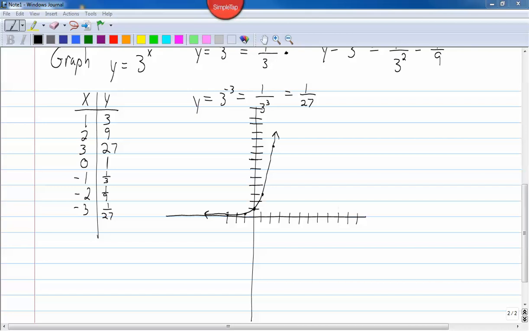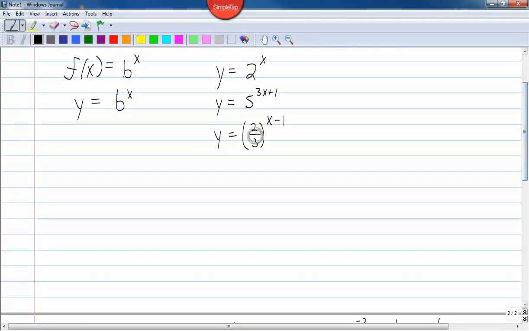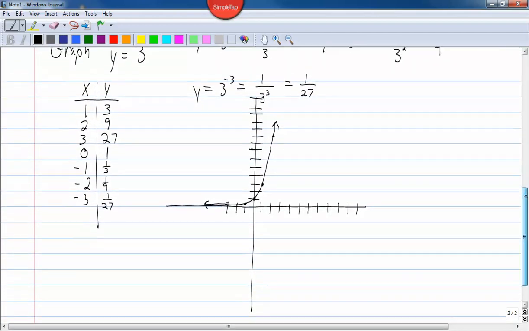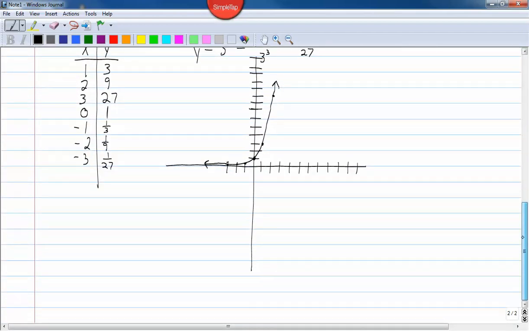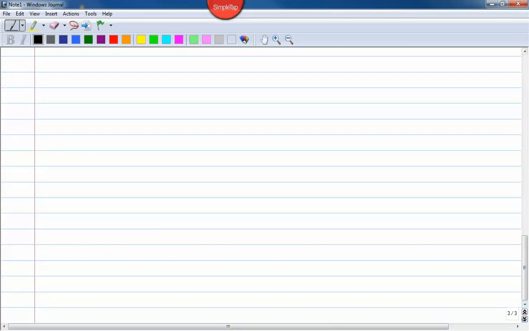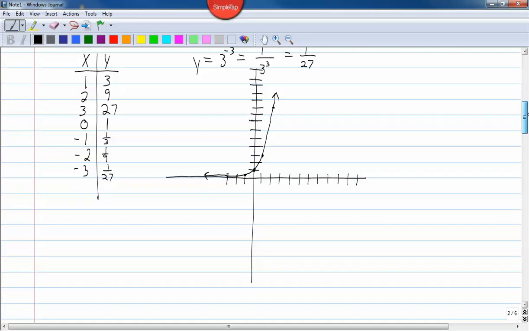The base does not have to be a whole number. Like I showed you up here, the base can be something like 2/3 or some fraction. You need to be careful though if you want to graph a base that's a fraction, because you only want to pick numbers that would give you whole numbers to make the graphing process a little easier.